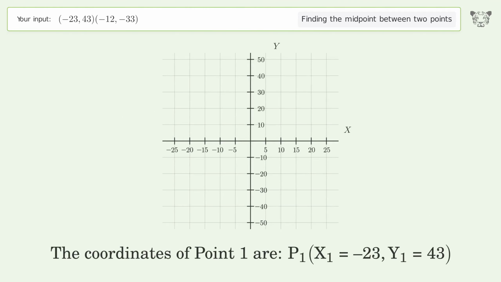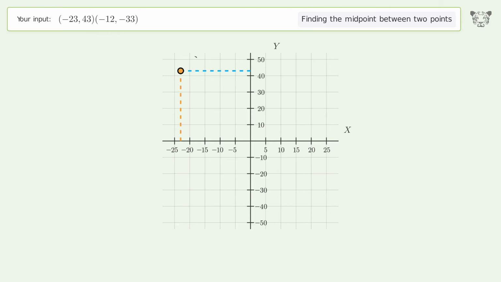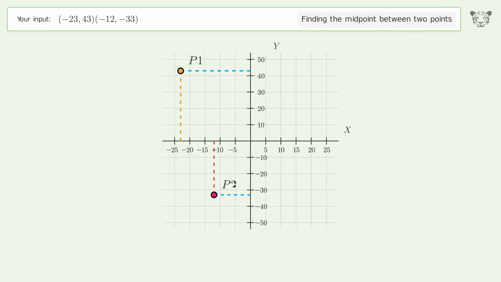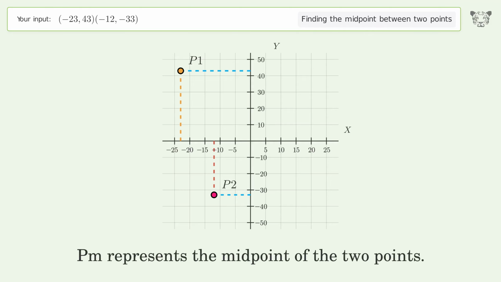The coordinates of point 1 are, x1 equals negative 23, y1 equals 43. The coordinates of point 2 are, x2 equals negative 12, y2 equals negative 33. PM represents the midpoint of the 2 points.